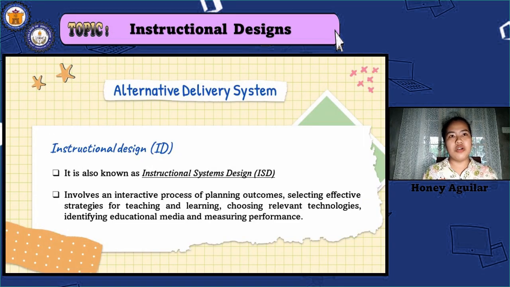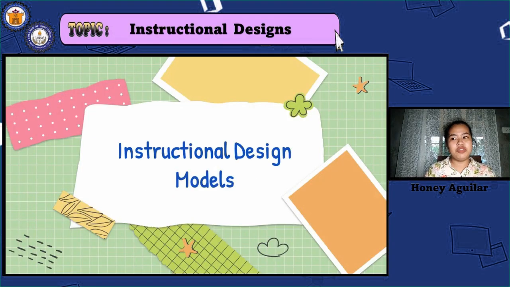Instructional design is also known as Instructional System Design or ISD. It involves an interactive process of planning outcomes, selecting effective strategies for teaching and learning, choosing relevant technologies, identifying educational media, and measuring performance. In instructional design, there are so many models that we can use, but for now, let us discuss the 6 different types of instructional design models. First is the ADDIE model.